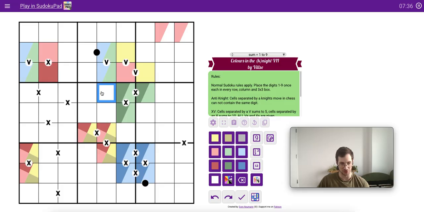Thinking about where light blue can go in this box. Can't go in here because it's seen by one of these light blues and can't go in any of these, so it must be here, one of these two. Still don't know which is which yet.